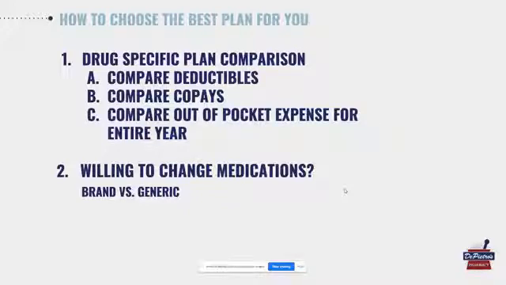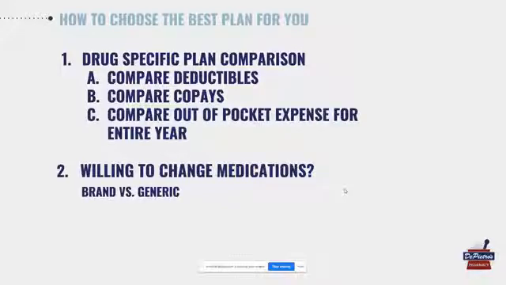Another thing, if you're willing to change medications, as I mentioned, a lot of formularies change every year. There might be generics available, or certain plans may have different brand name drugs that they prefer. If you imagine a Lantus, Lantus is an insulin, Basaglar is an insulin comparable to that. One plan might prefer one over the other.